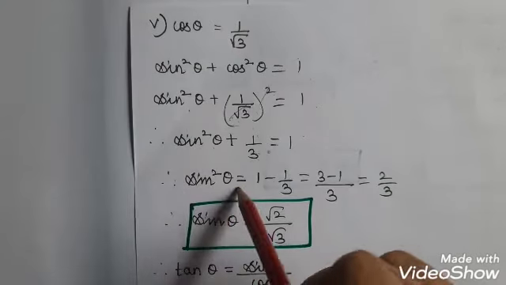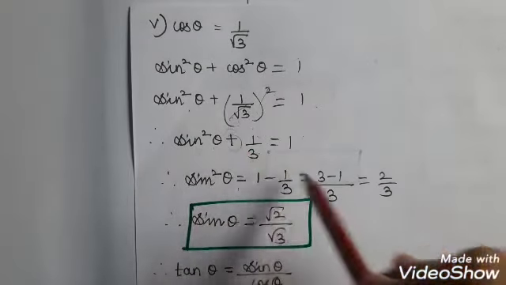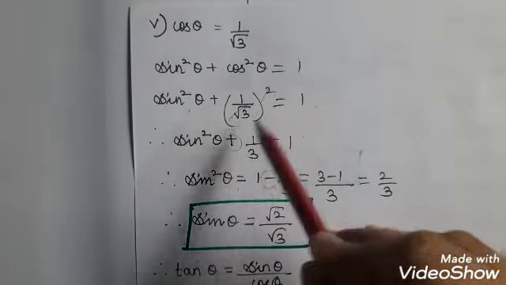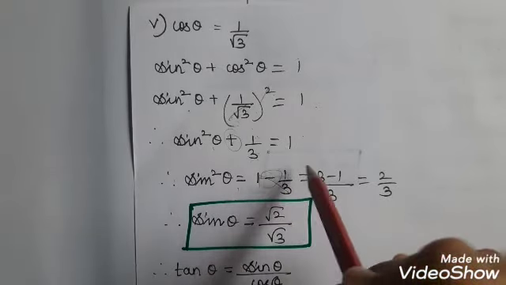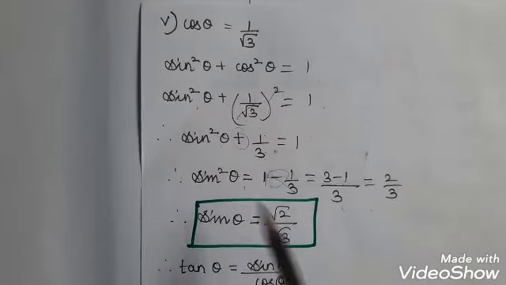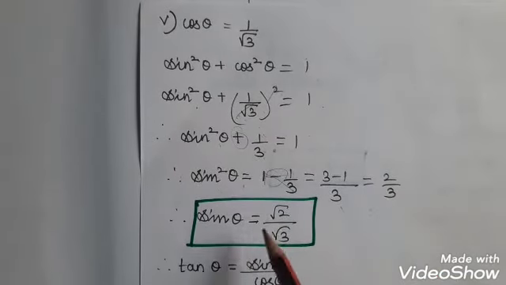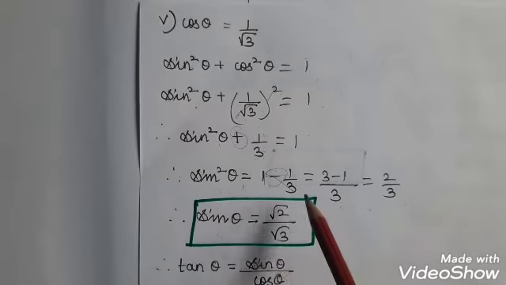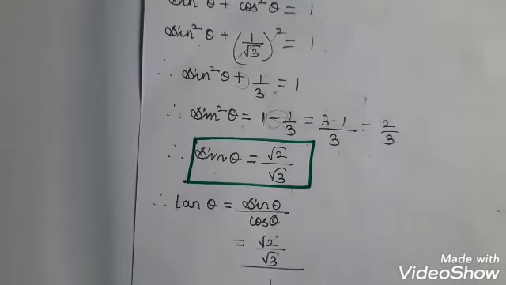Therefore sine square theta is equals to 1, plus becomes minus. So minus 1 upon 3. 3 ones are 3, minus 1 upon 3, that is 2 upon 3. So sine square theta is 2 upon 3. So taking square root on both the sides, you get sine theta is root 2 upon root 3.